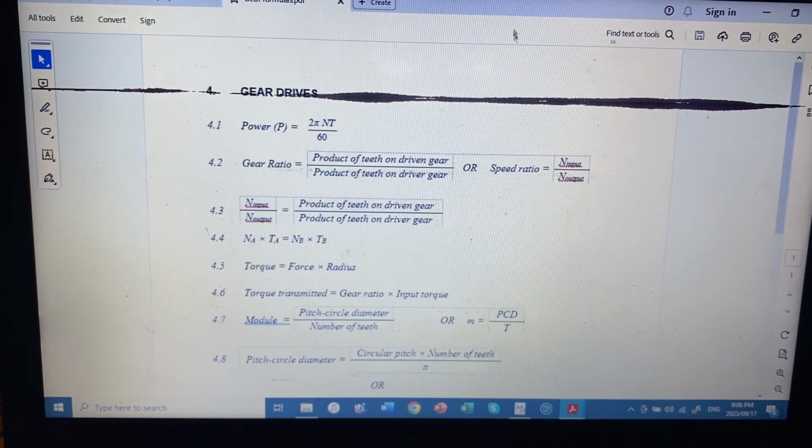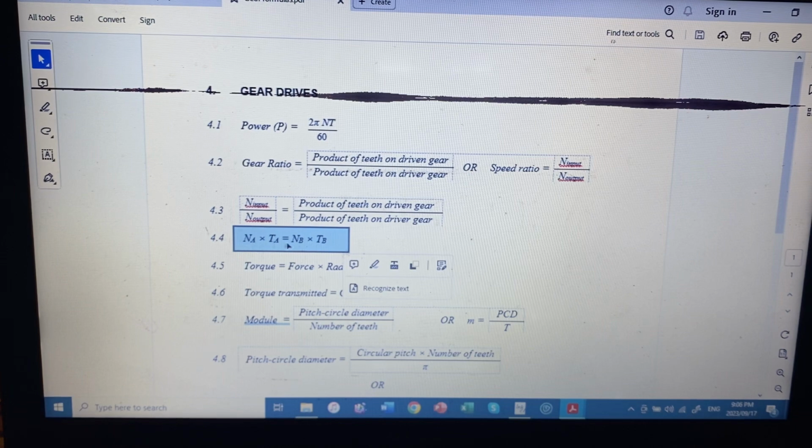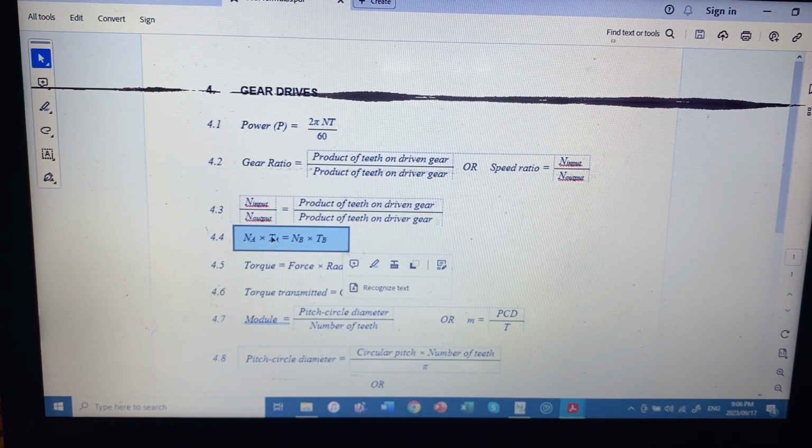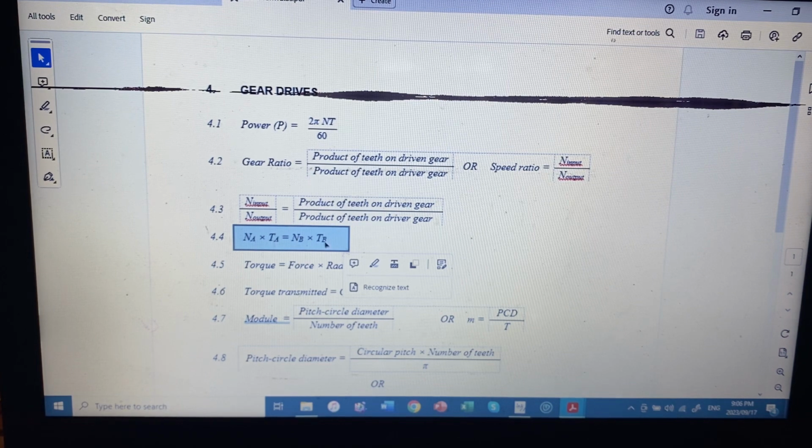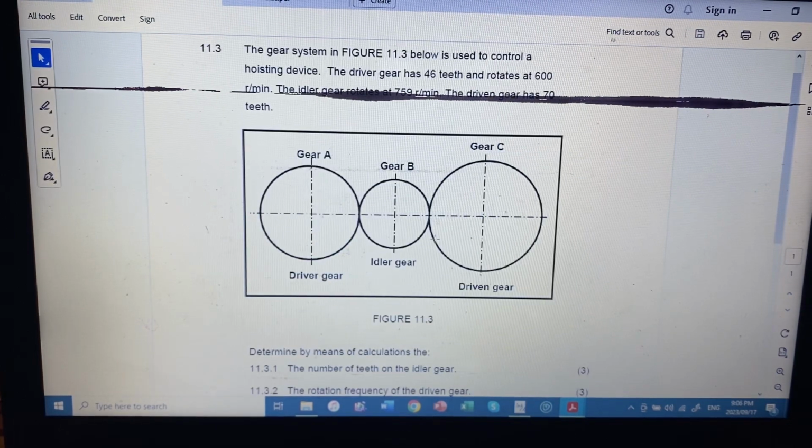So this is usually your easier type of gear calculations as well. When you go to your formula sheet, you'll see there's a formula that stands like this: NA times TA equals NB times TB. And what this actually means is the rotational frequency of gear A times the teeth of gear A equals the rotational frequency of B times the teeth of B. Okay, but this formula can also be written as NB times TB equals NC times TC, and you can go on as long as the gears touch one another. But this is the only formula that you're actually going to use for this gear calculation.